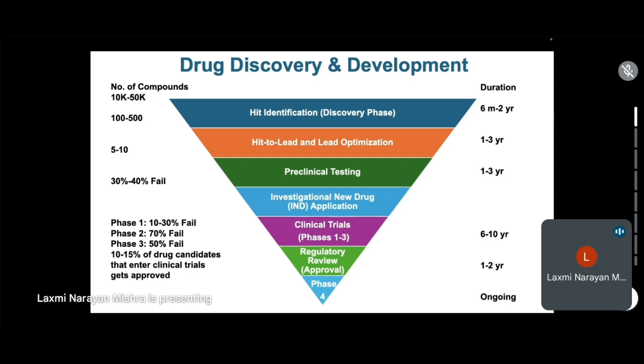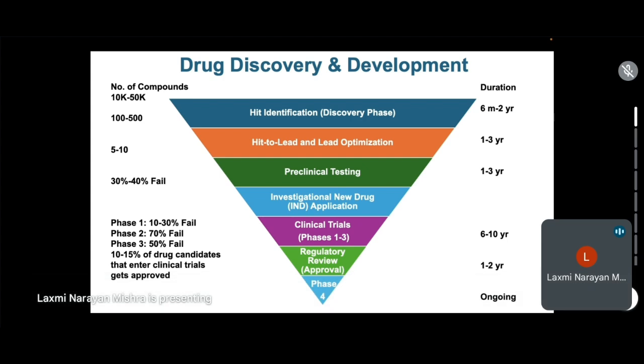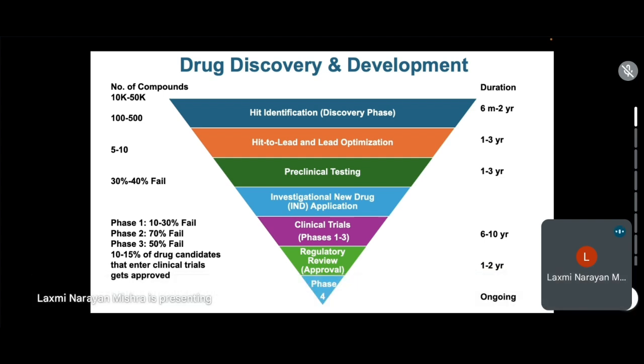So phase 3, we know that something is in phase 3, and if it has worked on 100 to 300 patients, chances are there that they can work on 1,000 to 3,000 patients also. But there is a race issue, there is variation in different individuals, and that leads to 40 to 50% rejection at this level also. So approximately 10 to 15% of the drug candidates that enter clinical trials, phase 1, 2, and 3, only make it through all phases and get approved.